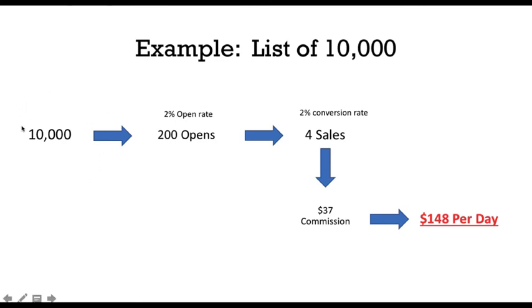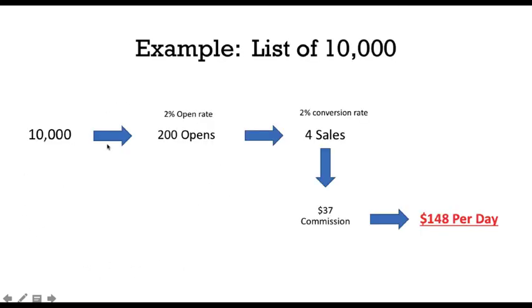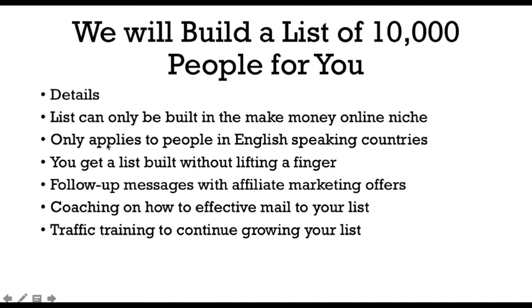But if you had a 10,000 list to start out with, and you could avoid all the stuff that you have to do here, how much easier would that be for you if you could just start off with the list and you didn't have to go through this whole process? Like, you knew you could start off with a list of 10,000 people. So this is what I want to talk about today: we will build you a list of 10,000 people, right?